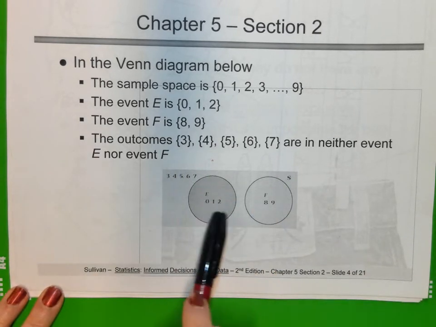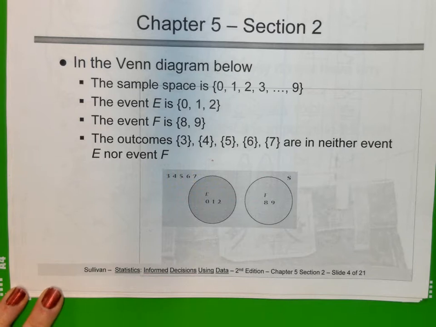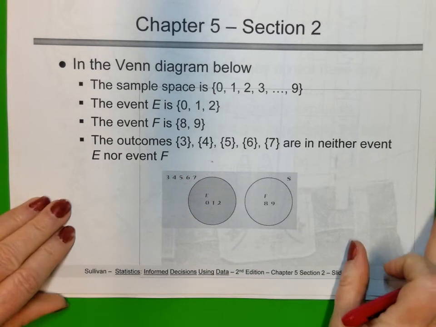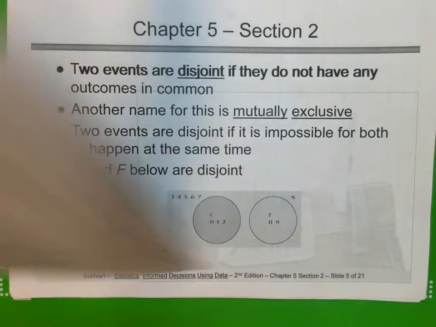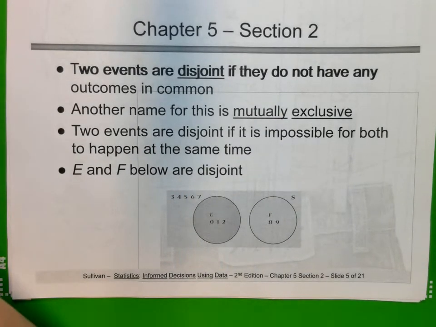Event E is 0, 1, and 2. Event F is 8 and 9. So look, 3, 4, 5, 6, and 7 are not in either of the two circles. They are, however, part of the sample space, so they are listed up at the top. They could be anywhere on the square as long as they're there.